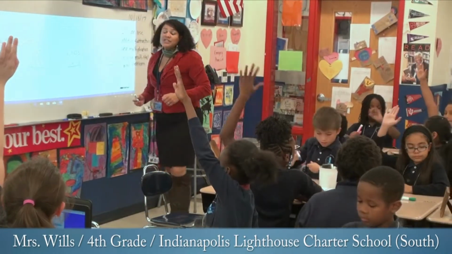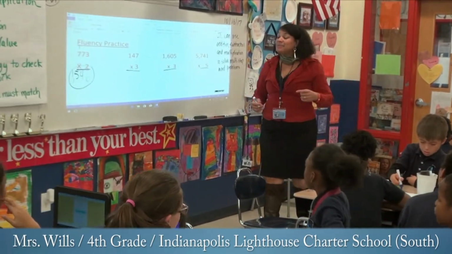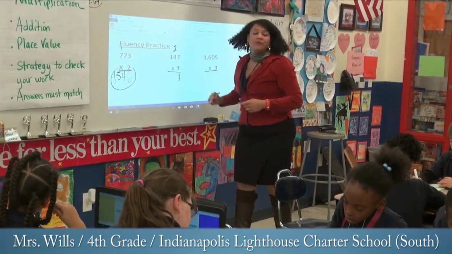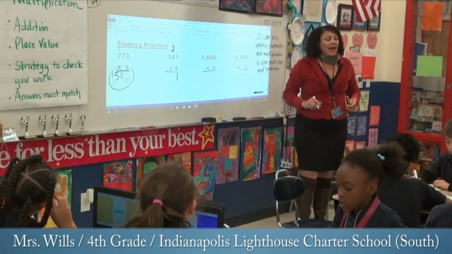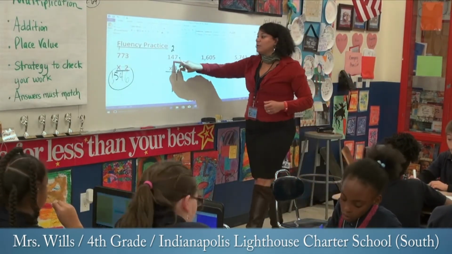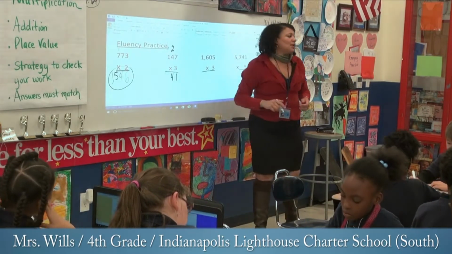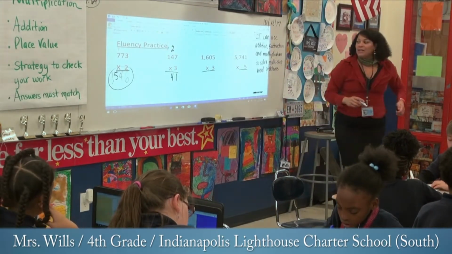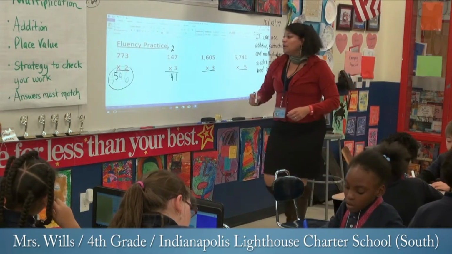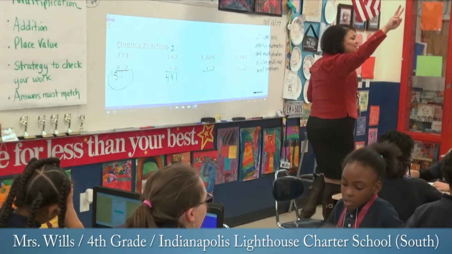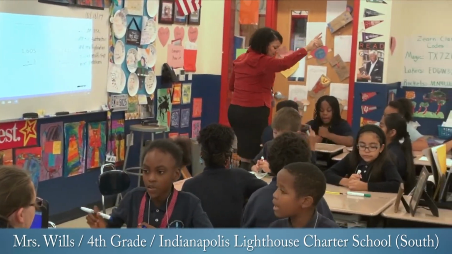Beautiful job. The next one, we have 147 times 3. What is 7 times 3? 21. I put my 1 down, regroup my 2 into the? 10. Excellent job. What is 3 times 4? 12. Plus 2? 14. I put my 4 down, regroup my 1 into the? 100. What is 3 times 1? 3. Plus 1? 4. Again, talk about the value. What is our product and what's the value of each digit?